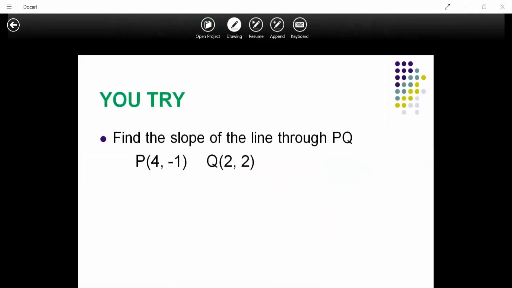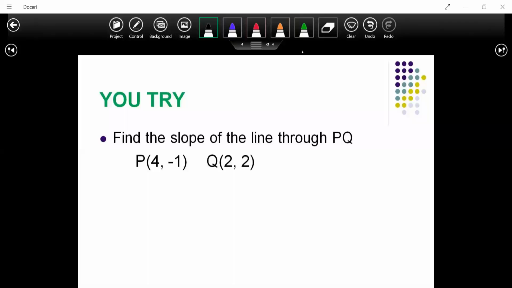Do me a favor. Try this one out. So I'm trying to wiggle my way in there. So we'll see.